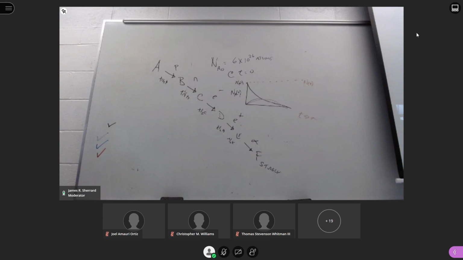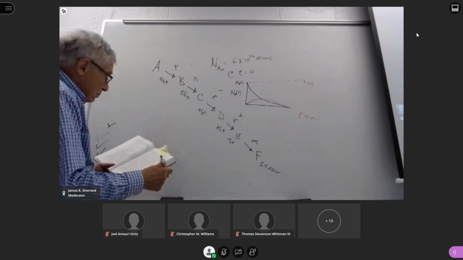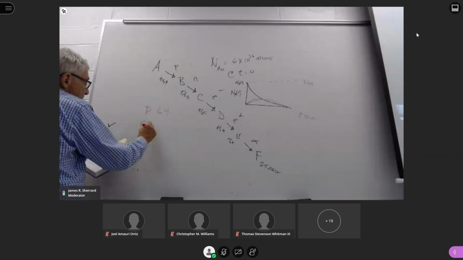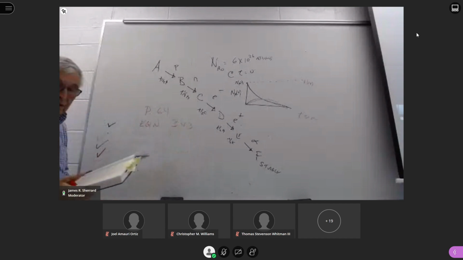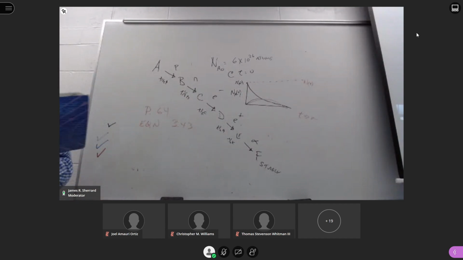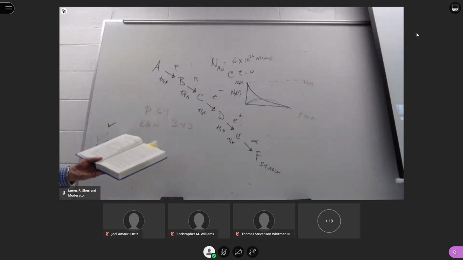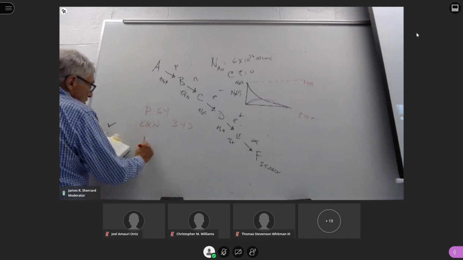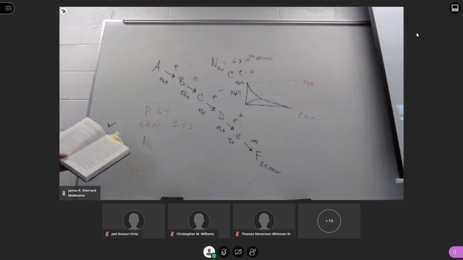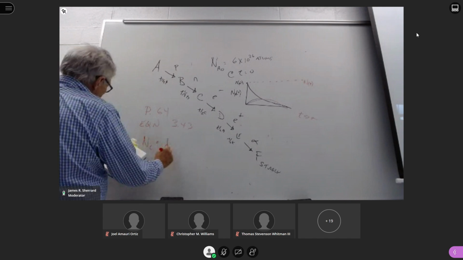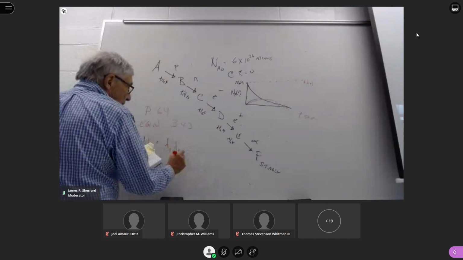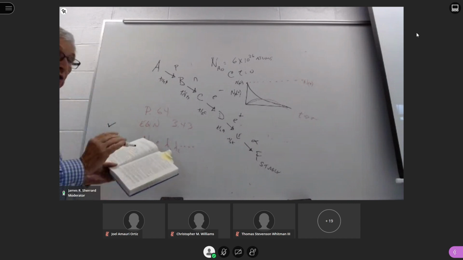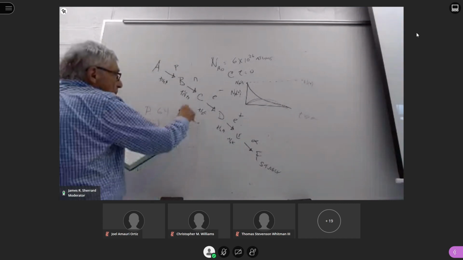If you have your textbook, I'd like you to go to page 64, equation 343. If you have your textbook and you have that open, you'll see an equation that starts off N sub I. You see an equation that starts off like that. This is the equation that you can set up to use for any particular isotope in the decay chain.